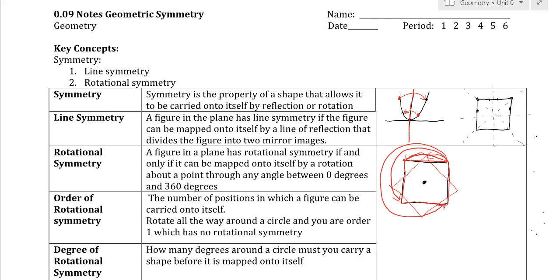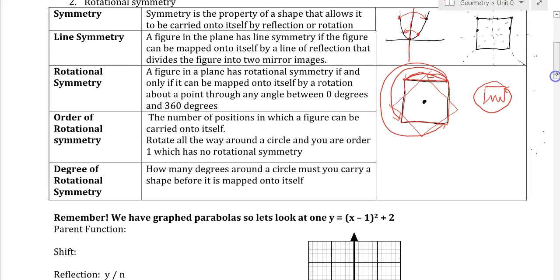The order of rotation is the number of positions in which a figure can be carried onto itself. Rotating all the way around a circle, you are order 1, which is really no rotational symmetry at all. So the only way this shape can rotate onto itself is if we go all the way around a circle back to every point going to the same place. We call that order 1, but that has no rotational symmetry because it's just the same figure. The only way you can do it is by mapping it to itself, back to the original position. And then the degree of rotational symmetry is how many degrees around a circle you must carry a shape before it is mapped onto itself. So let's go look at actually using some of this stuff.